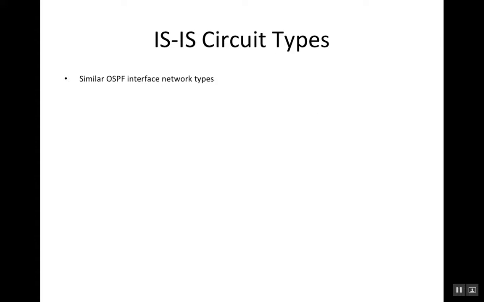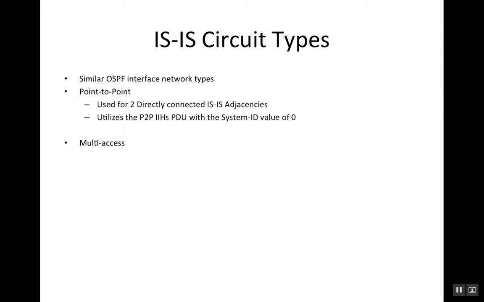Your circuit types you can correlate to the OSPF interface network types. It supports two different circuit types: point-to-point and multi-access. Point-to-point is pretty much self-explanatory. It's used for directly connected ISIS adjacencies. It utilizes point-to-point IIH PDUs with the system ID value of 0.